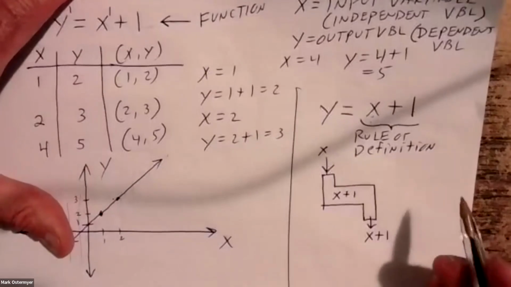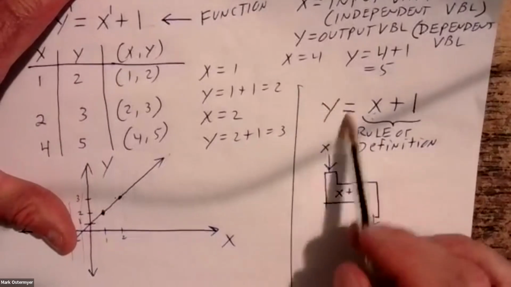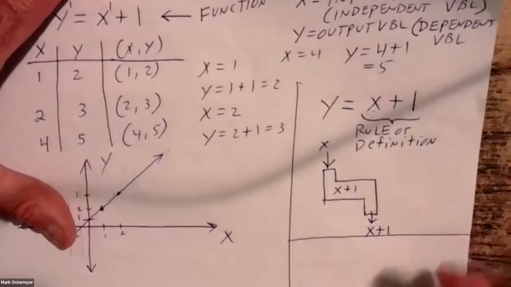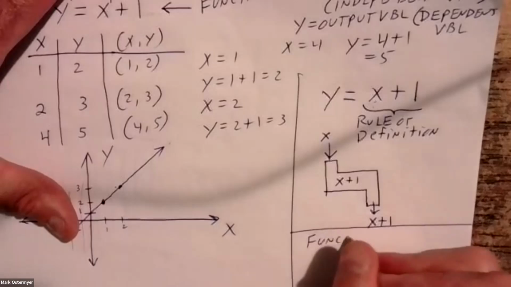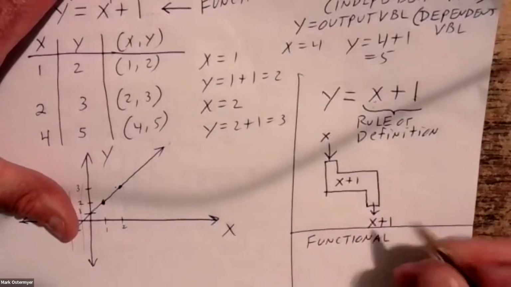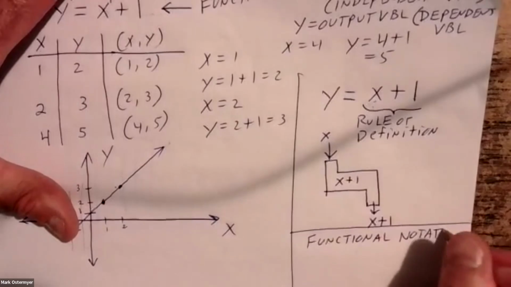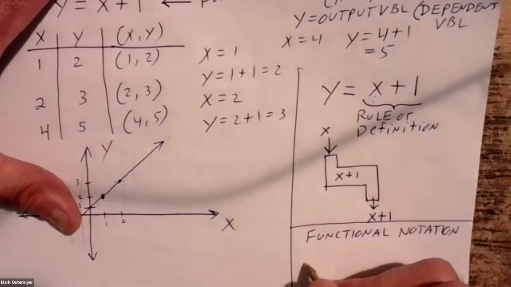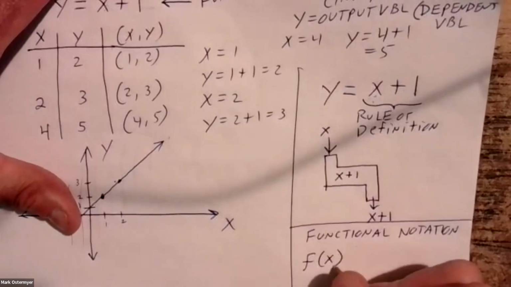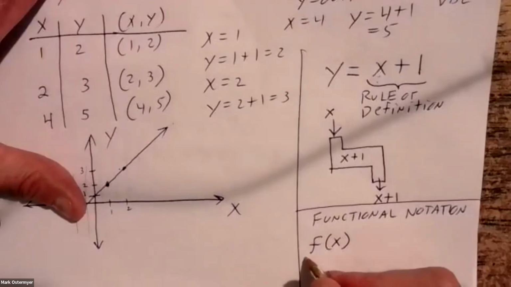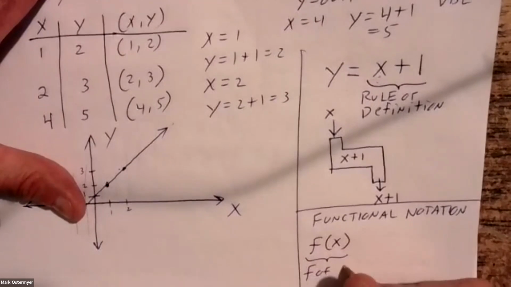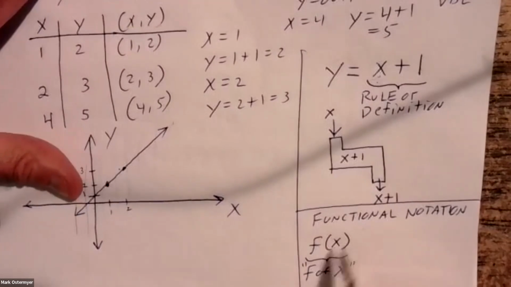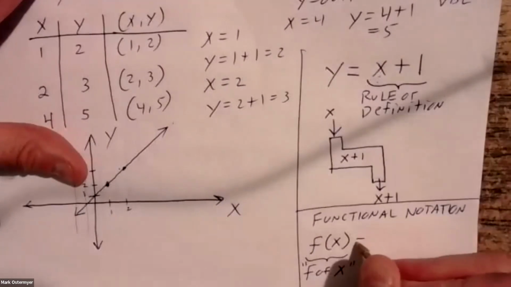Right? All right, well, ladies and gentlemen, instead of calling the output variable y, which is normally the case, in higher level math, oftentimes they use what is called functional notation. Instead of calling the output variable y, oftentimes we call the output variable this guy. And this is to be read as f of x. F of x. You don't say f times x. It's read as f of x. This is called functional notation. It's just another name for y.